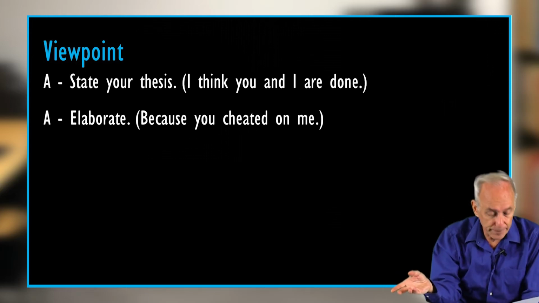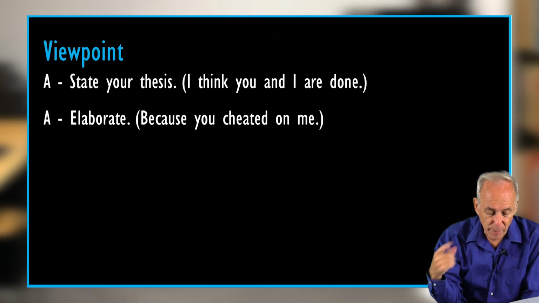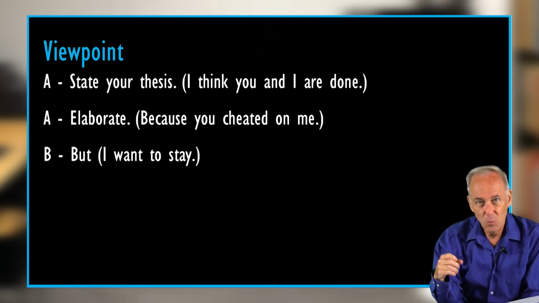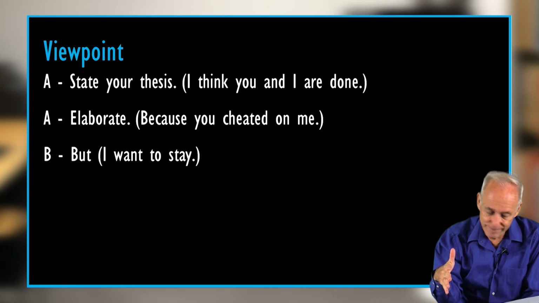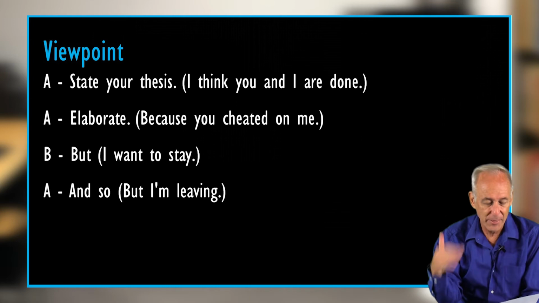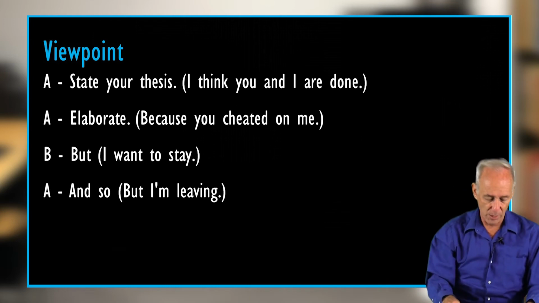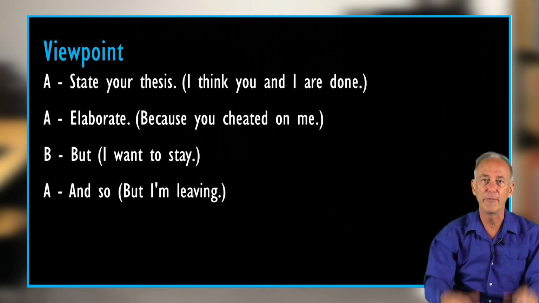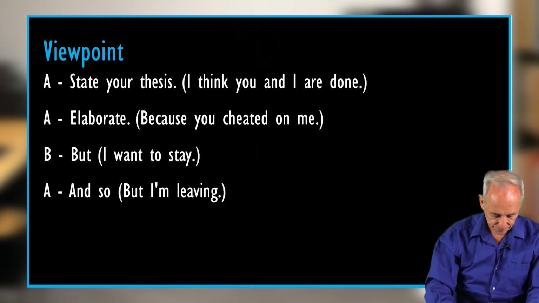You cheated on me. Then the B section, but, on the other hand, but I want to stay. And then the final A, but this is why I say I'm leaving. I think you and I are over because you cheated. I want to stay, but I'm leaving. That's a viewpoint kind of progression.